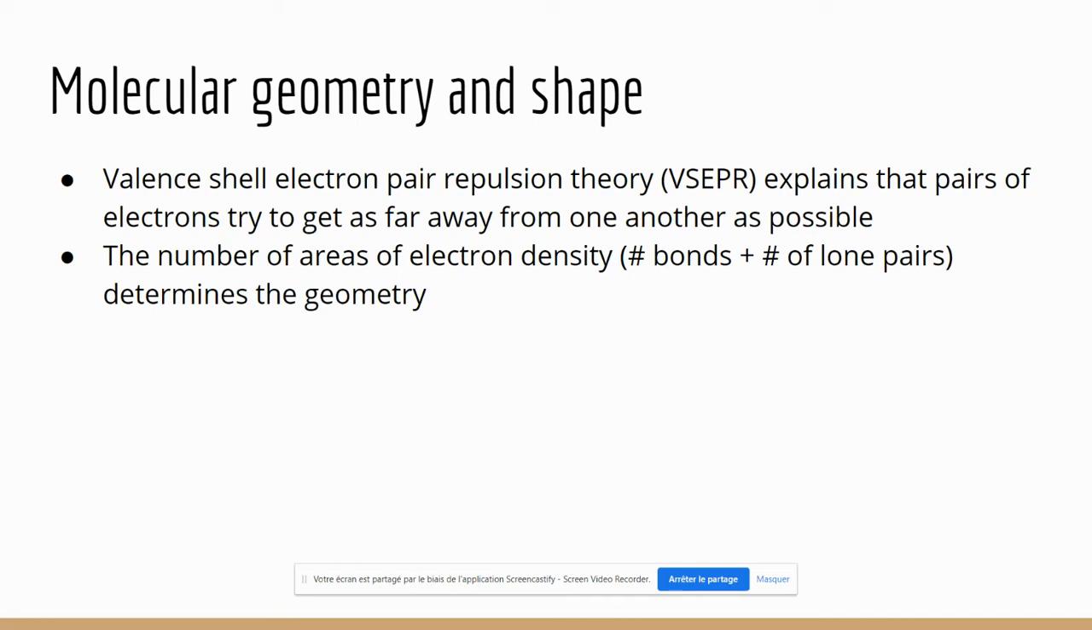To do so, we're going to be using something called valence shell electron pair repulsion theory, which just means that pairs of electrons want to get as far away from one another as possible, considering that like repels like. And then the number of areas of density, which is the number of bonds, whether they be single, double, triple, or more, plus the number of lone pairs, is what determines the geometry.